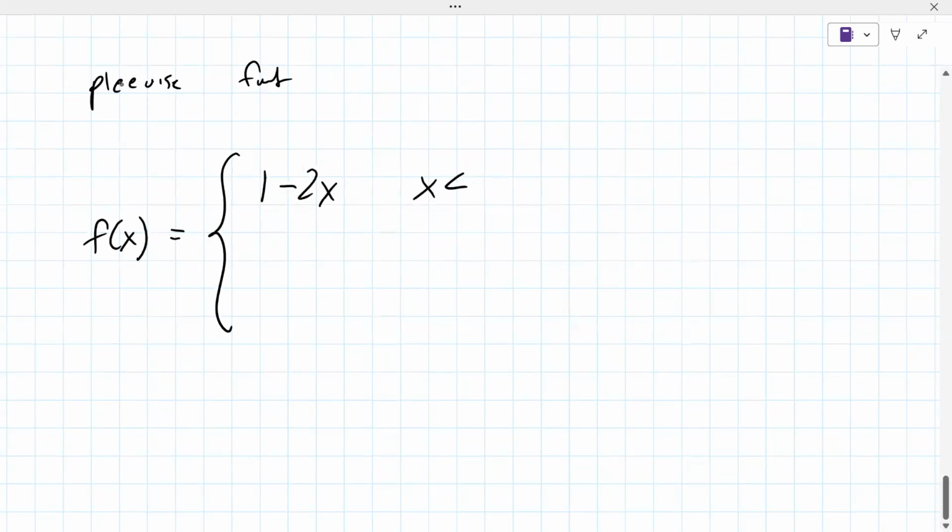Okay, so let's take a look at a piecewise function here. So piecewise literally means pieces. So let's say it's something like 1 minus 2x for x less than 1. And then 2x squared minus 5 for x greater than or equal to 1. Okay, so this is the kind of piecewise stuff that you're thinking about.